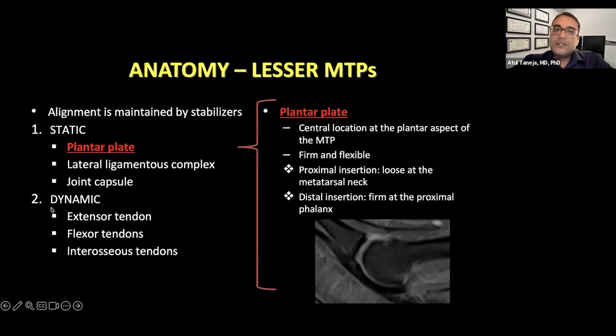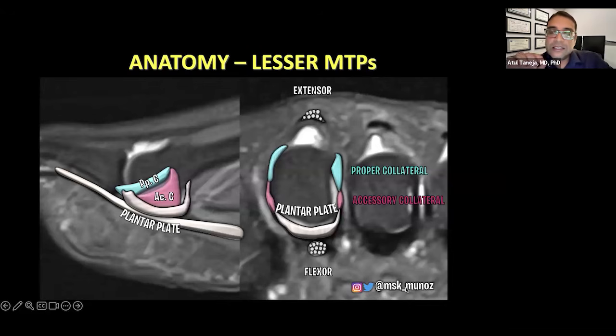And also the MTPs are stabilized by dynamic components, which are the extensor and the flexor tendons and the interosseous tendons. Now, the plantar plate has this central location. Remember, I told you it's a fibrocartilage, with its central location at the plantar aspect of the MTP. Distally, they have this firm attachment to the proximal phalanx, and proximally, they have this loose attachment to the metatarsal neck and head.